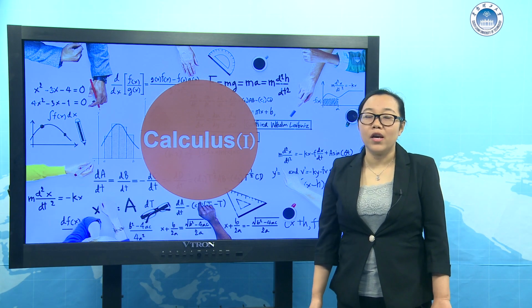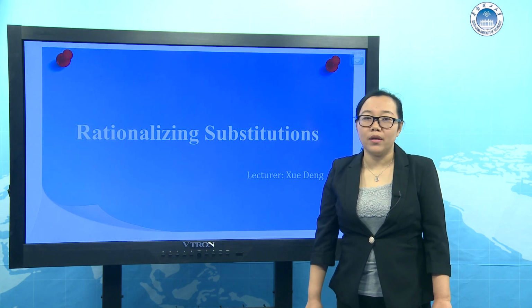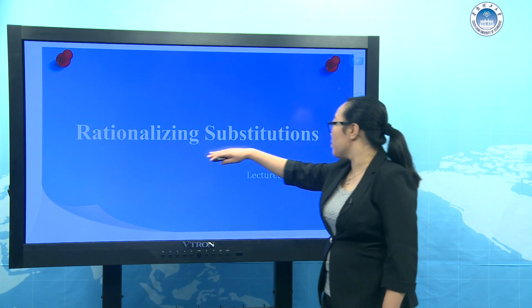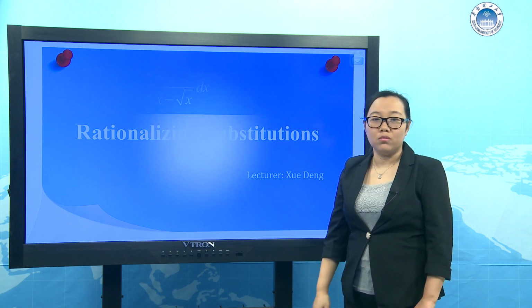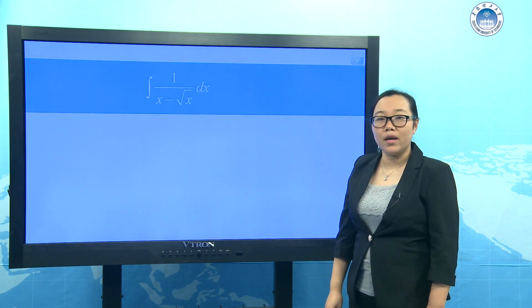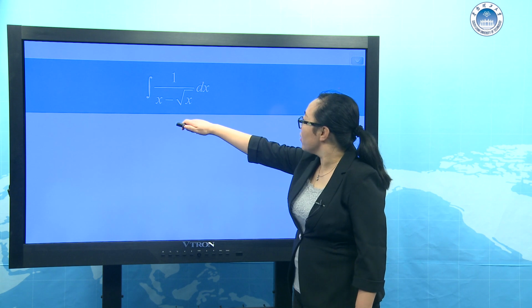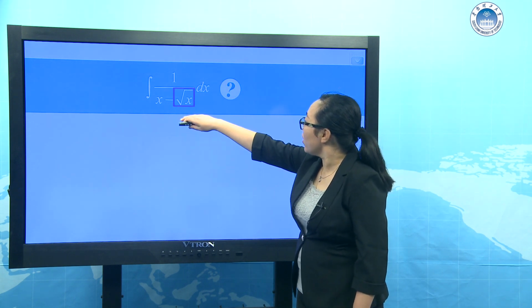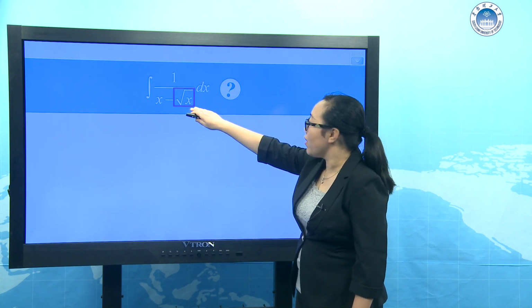Today we studied Calculus 1. The topic is Rationalizing Substitutions. Now look at the indefinite integral. Look at the variable, the square root of x.